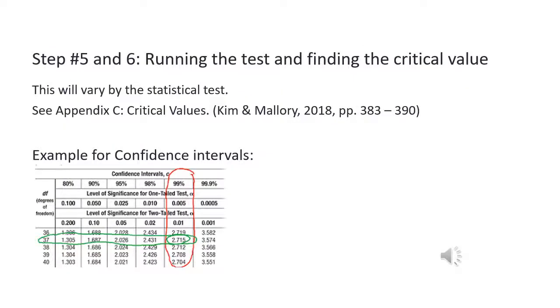So steps 5 and 6 are running the test and finding the critical values. These will vary by the statistical test, and we will discuss them when we are discussing the specific test. Appendix C in the Kim and Mallory textbook has tables for critical values for all the different statistical tests. And this here is just an example of critical values when you're looking at confidence intervals, which are sometimes reported for some types of statistical analyses.